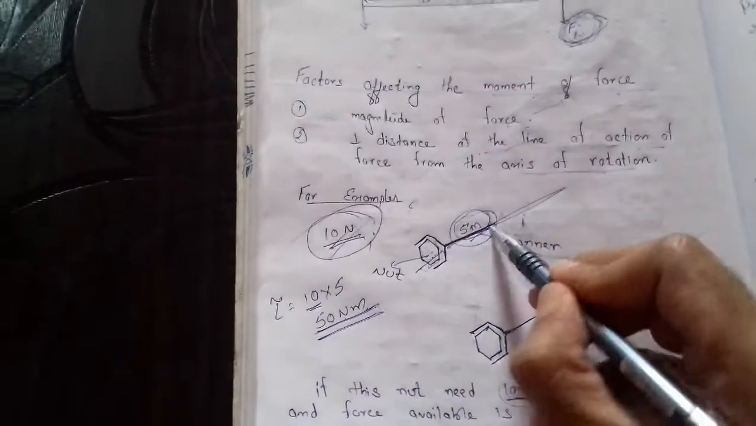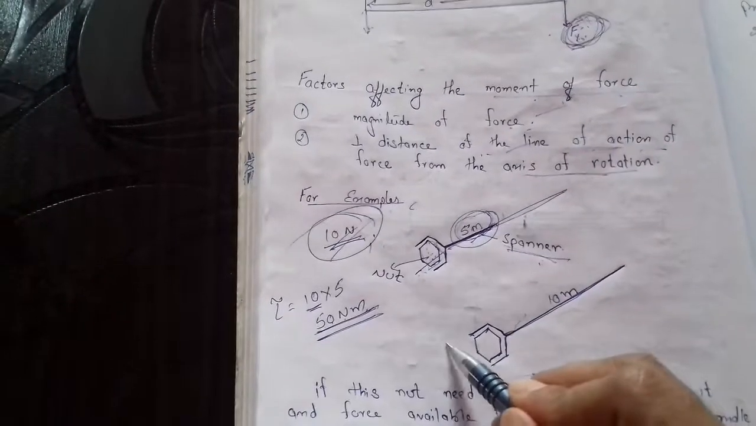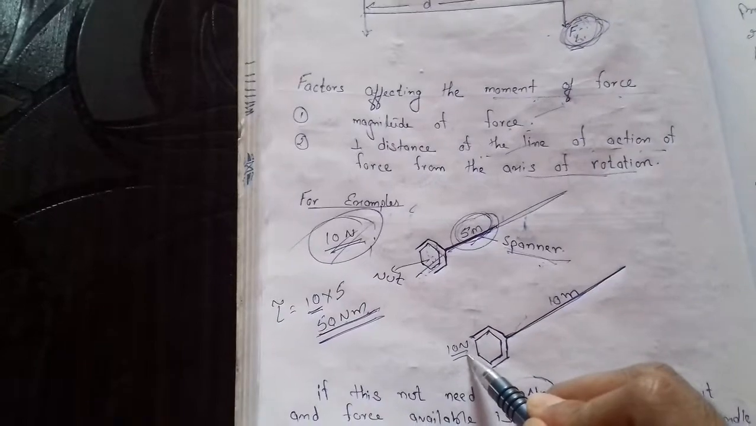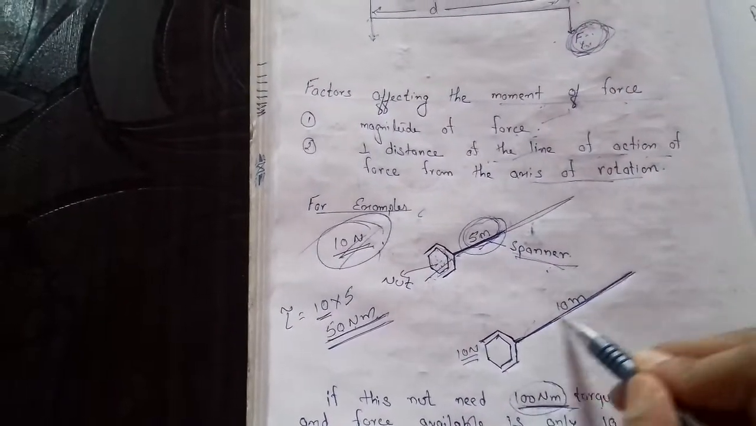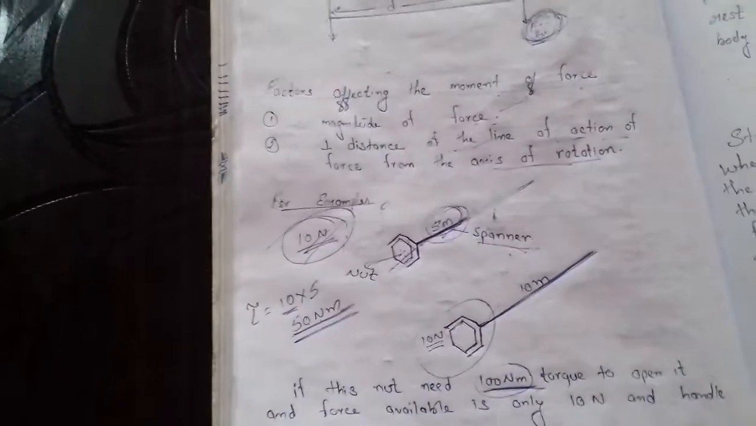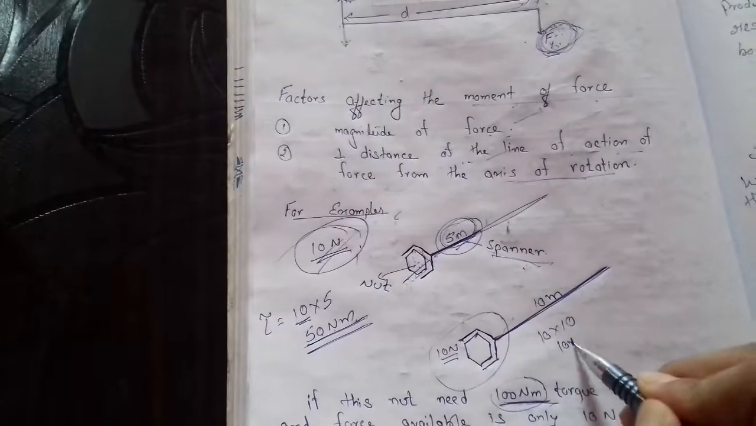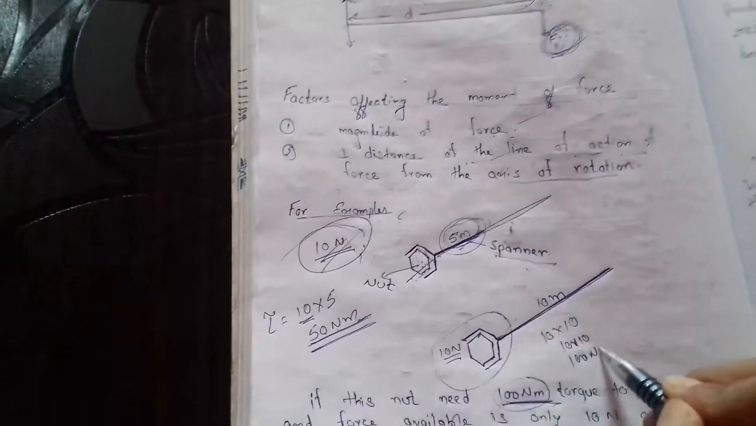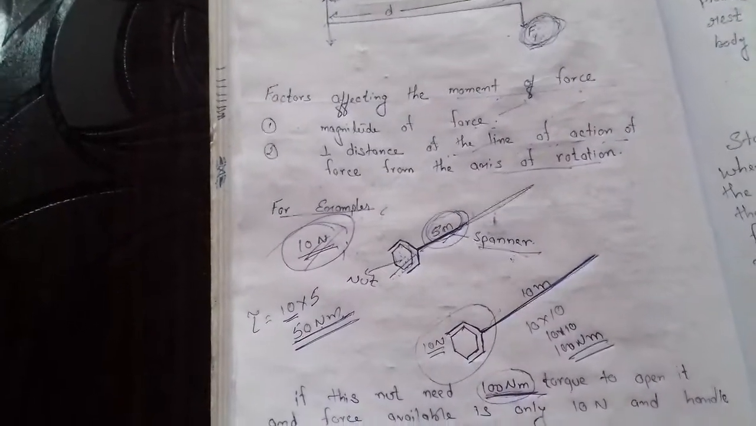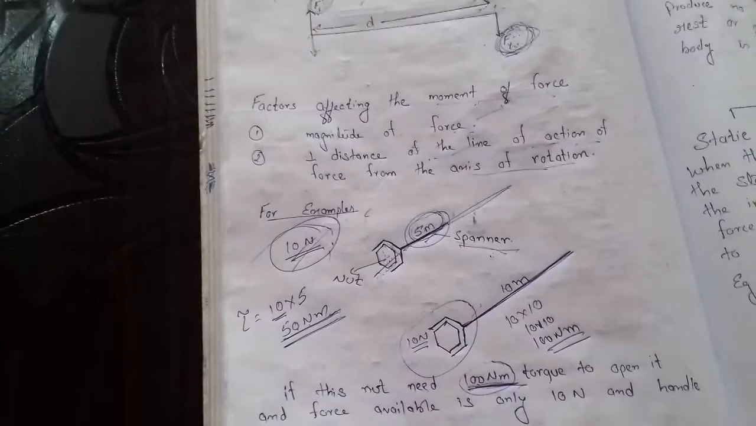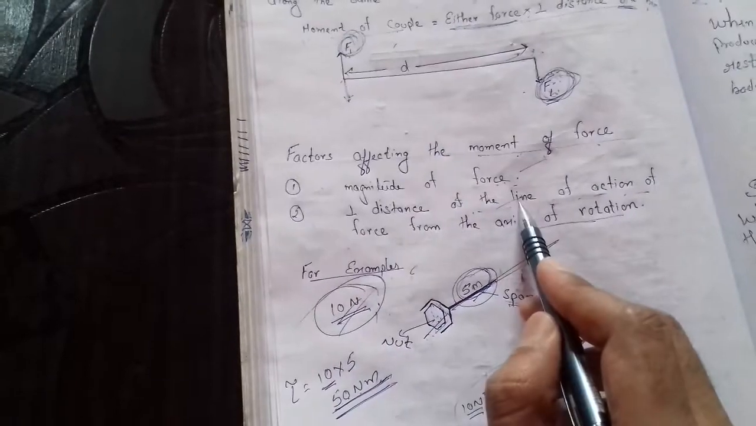Now see, instead of 5 meters, if we take a 10 meter long spanner and we have only 10 Newton force available to us, then with this 10 meter long arm we can easily open this nut. Why? Because here we will get 10 into 10, that is 100 Newton meter torque, that is required to open this nut. So two factors are there, magnitude of force and the perpendicular distance.